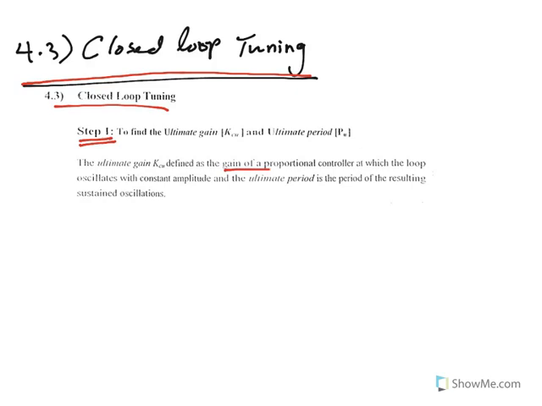The ultimate gain is the gain of the proportional controller at which the loop oscillates with constant amplitude, while the ultimate period is the period of the resulting sustained oscillation. The gain can be either in percentage or absolute.